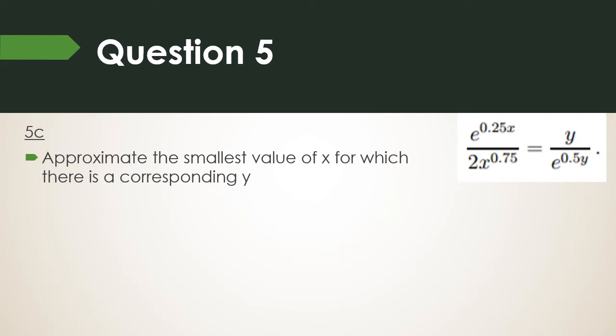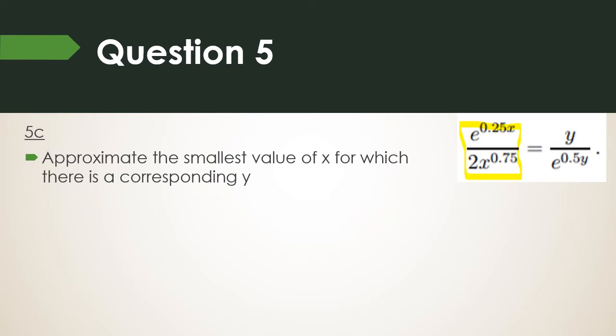5c is similar to the previous question, but this time instead of finding the largest value of x, you need to find the smallest value of x such that there's a corresponding y. And again, if you plot the function on the left-hand side, the function of x, this function over here, you'll be able to see that you can also find the smallest value for which there is still a corresponding y that satisfies the equation.